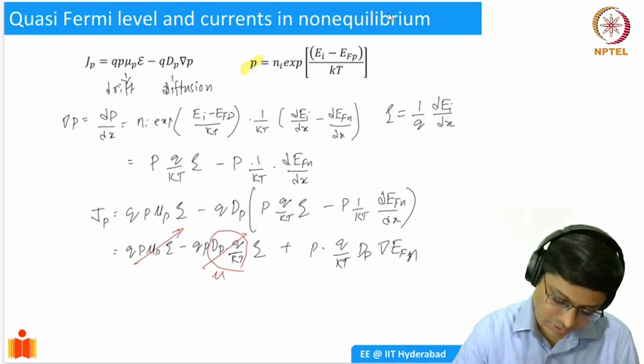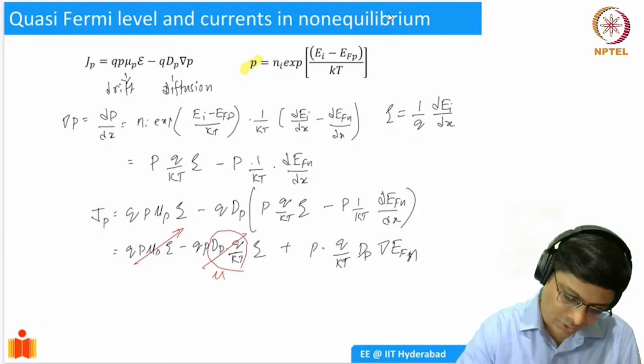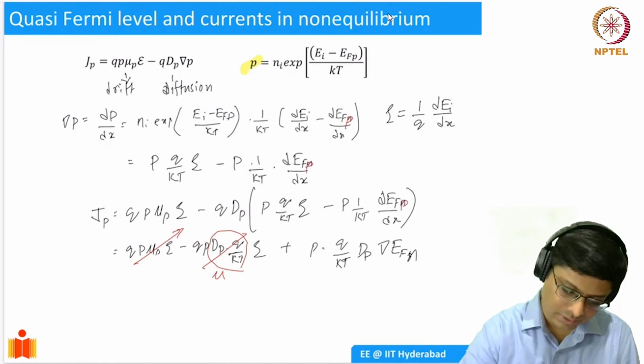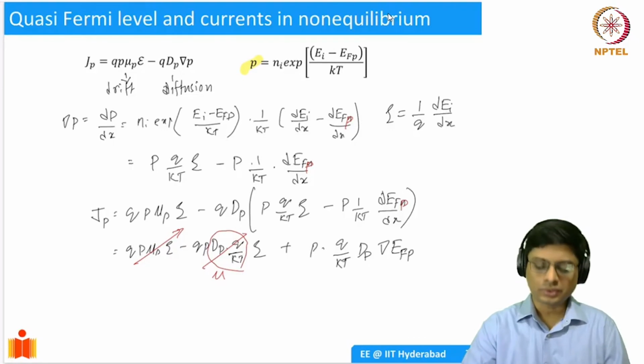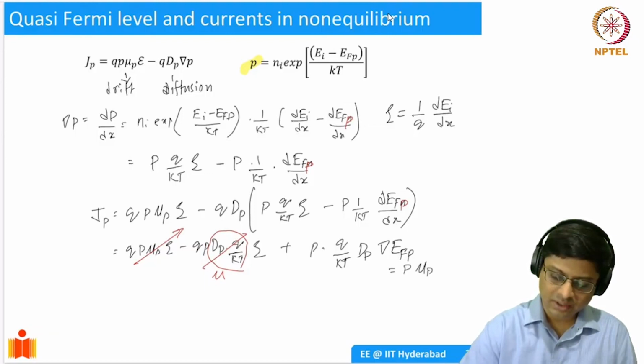Sorry, this should not be EFN. I made a mistake here. This should not be EFN, but it should be EFP. And so this should be EFP. And so this should be EFP. And this should be EFP. Sorry, yeah, EFP, correct. So again, the Einstein relationship will give you this to be p mu P grad of EFP.